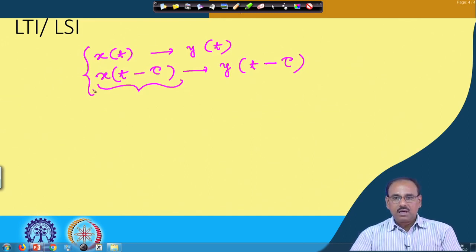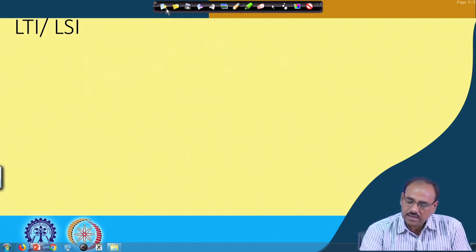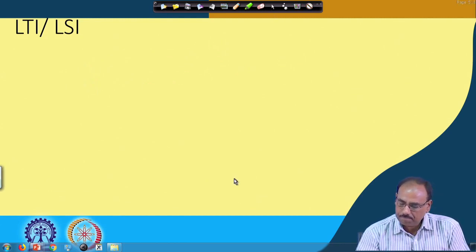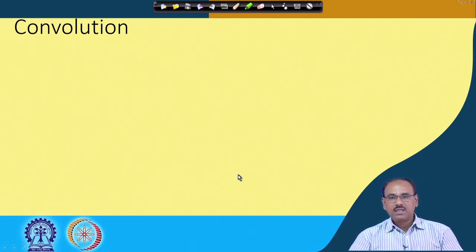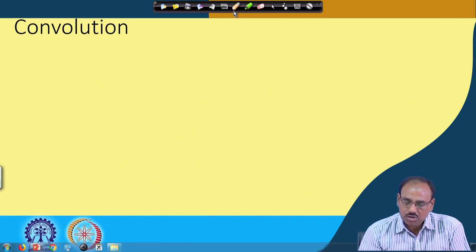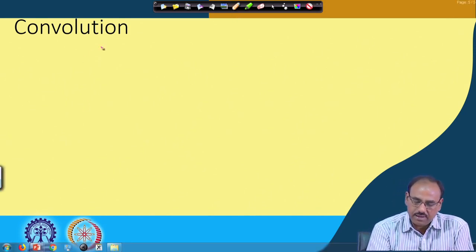So, now given this idea about the linear time invariant system and linear space invariant system, let us see what does the convolution mean. So, as we said that a linear time invariant system is completely characterized by its impulse response. So, for that let us first define what an impulse is. So, an impulse is defined like this.